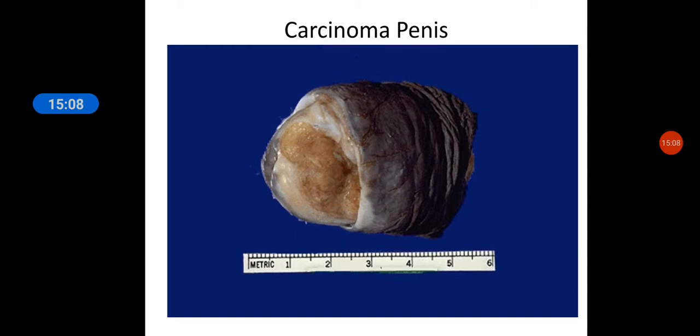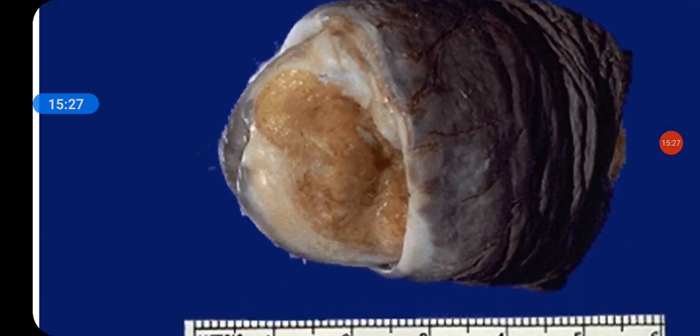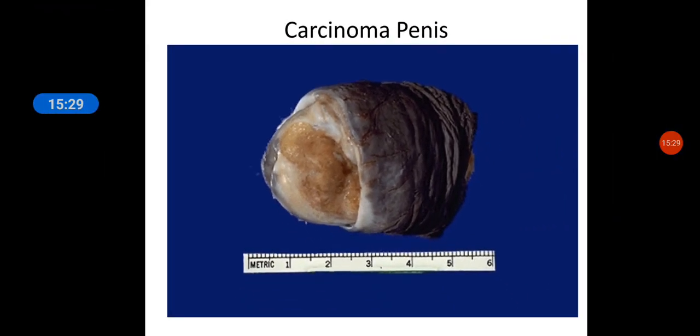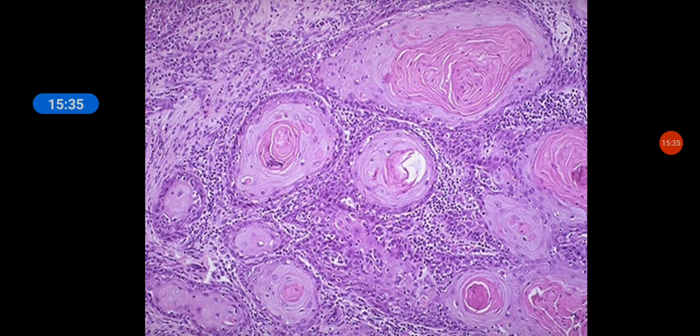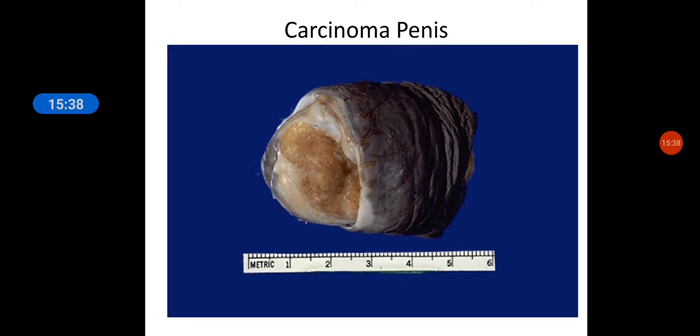Grossly, how will you describe this? It has two patterns. You have exophytic growth. Exophytic means it is a fungating type of growth, a cauliflower type of growth. Then endophytic means it can be either in the form of an ulcer, which you can see here, an ulcerative growth, or it can be an infiltrative growth. So that is what you're seeing grossly.